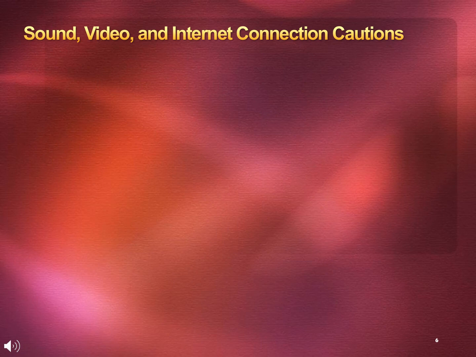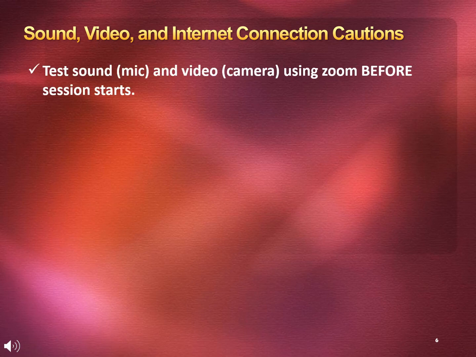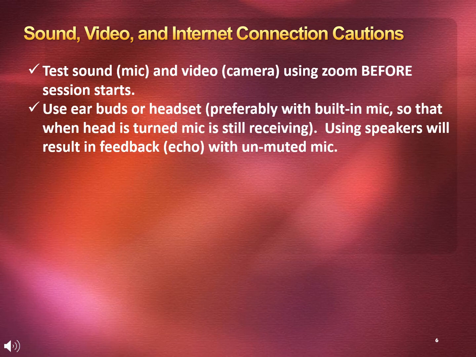Sound, video, and internet connection cautions. There are a few technical things that you can do to ensure your meeting goes well, as follows. Test the sound, microphone, and video camera using Zoom before the session starts. Use earbuds or a headset, preferably with built-in microphone, so that when your head is turned, the mic is still receiving. Using speakers can result in feedback, an echo, with unmuted mic.